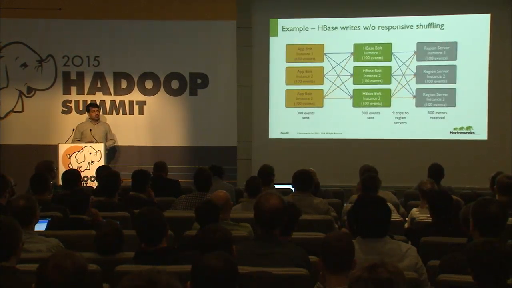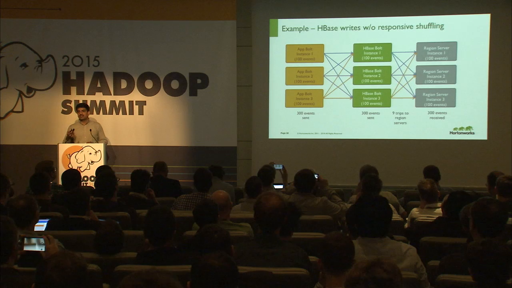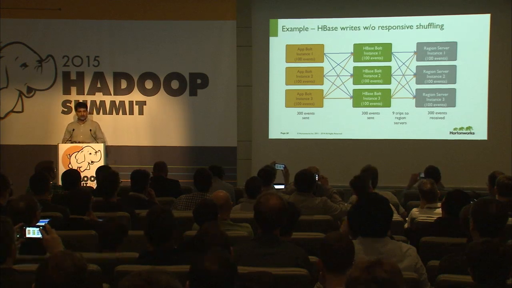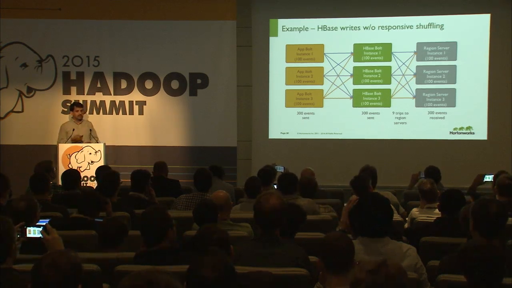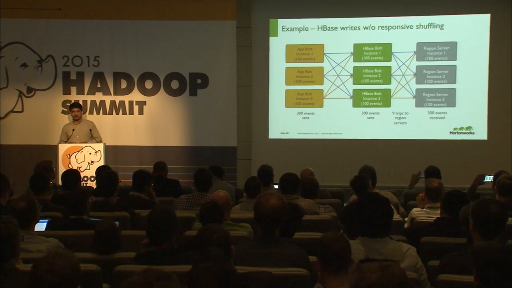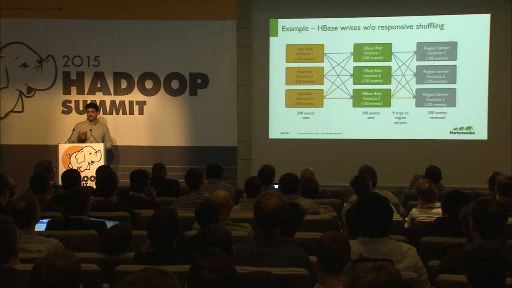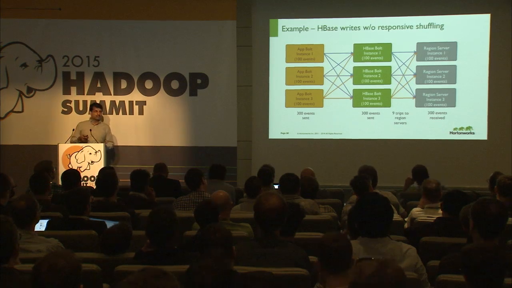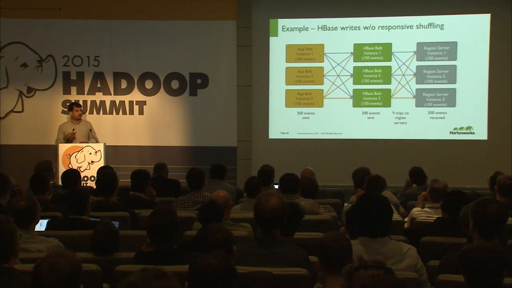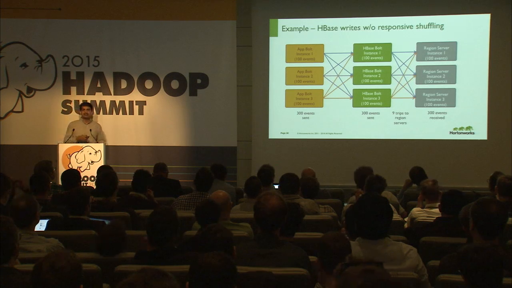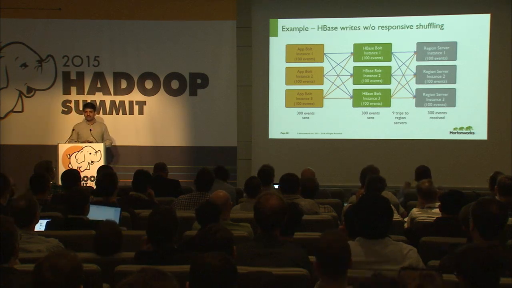So if you don't have responsive shuffling, in the default implementation, this is how things will look. You have an application bolt, which has multiple instances and processes events. Based on certain criteria, it starts sending data to the HBase bolt, and you might have multiple instances of the HBase bolt. This HBase bolt collects the data and sends it to HBase by talking to the region server.